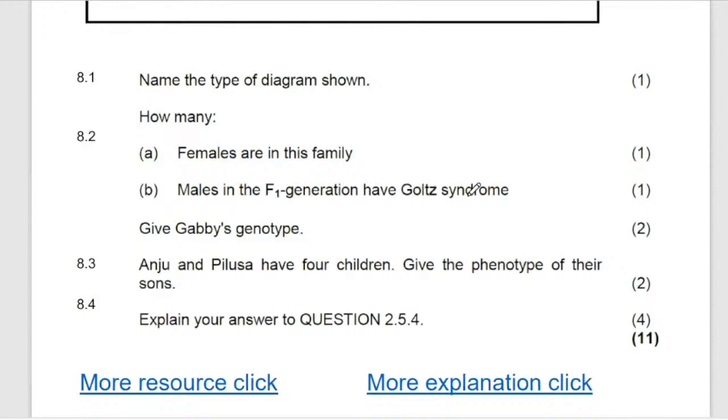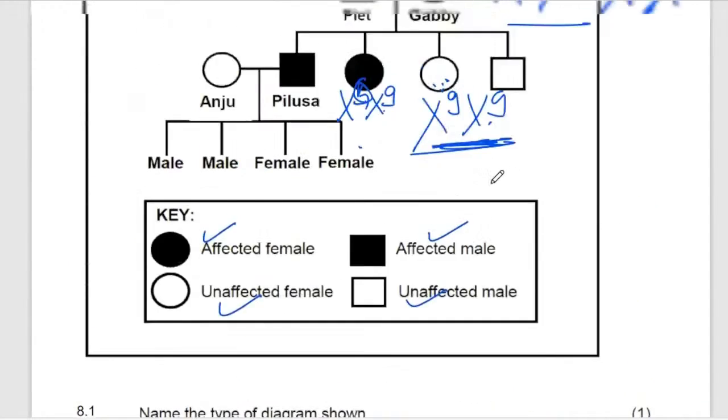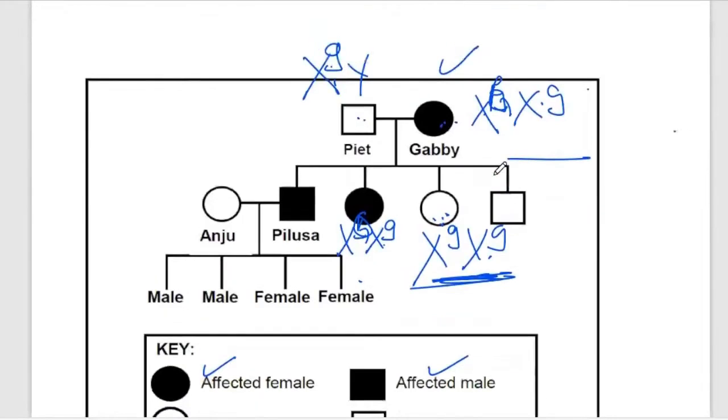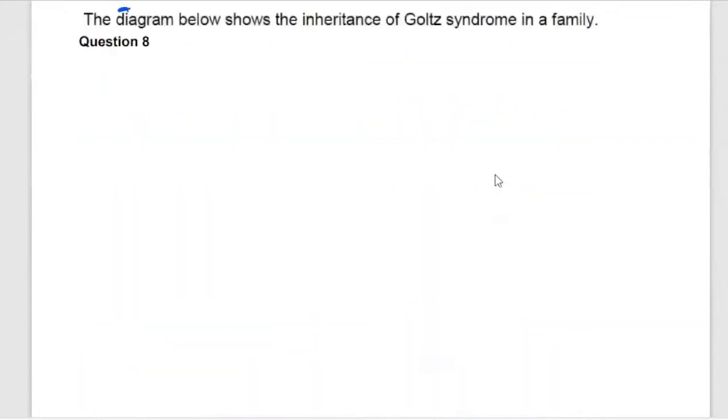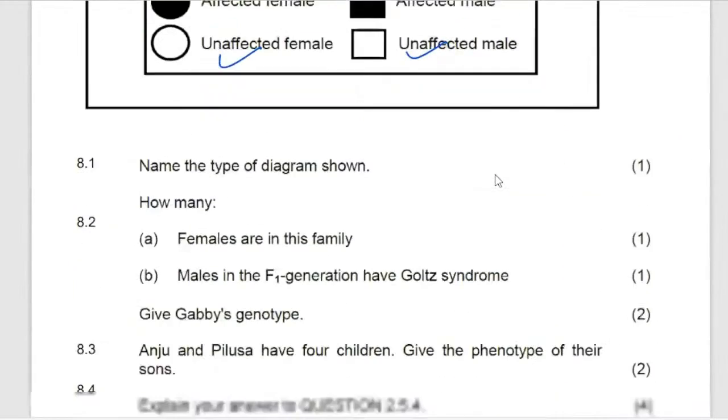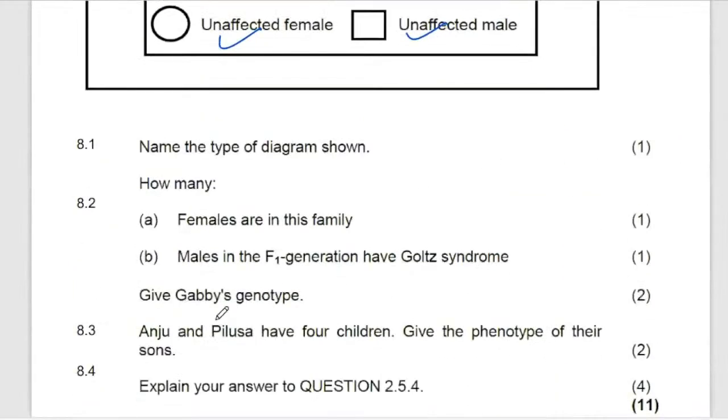How many males in generation 1 have the syndrome? Generation 1. Where is the generation? The first generation. Remember, this is generation 3. 1, 2, 3. Because they are looking for males in generation 1. They're talking about generation 1, with the disease. The answer is 0, because it's caused by a dominant allele.